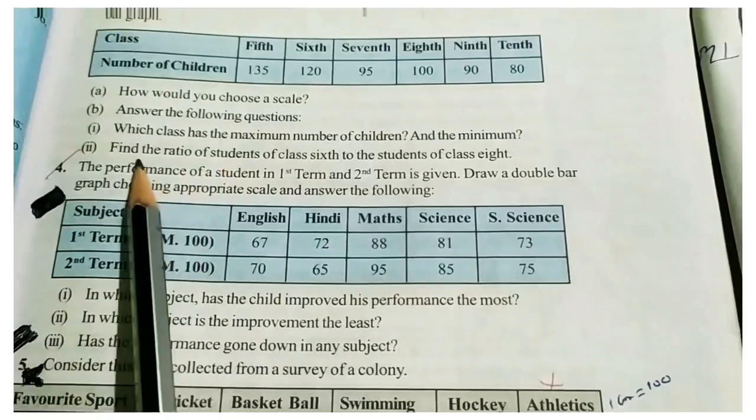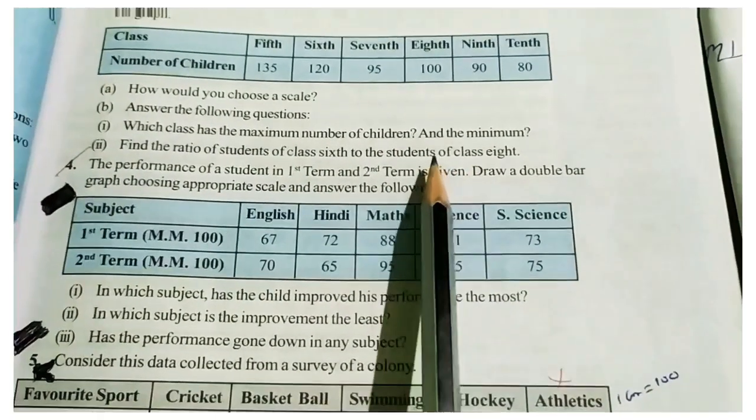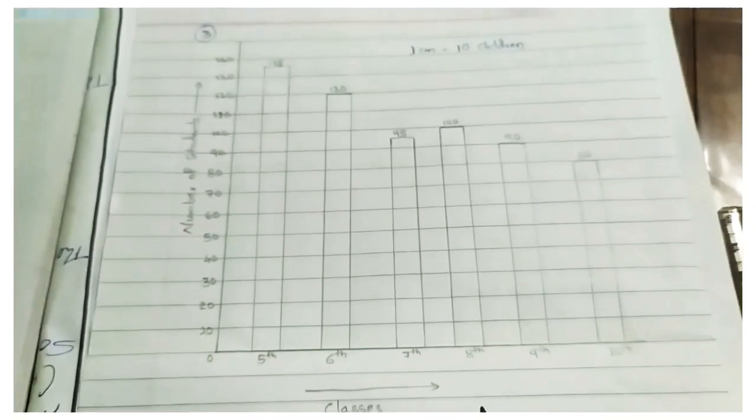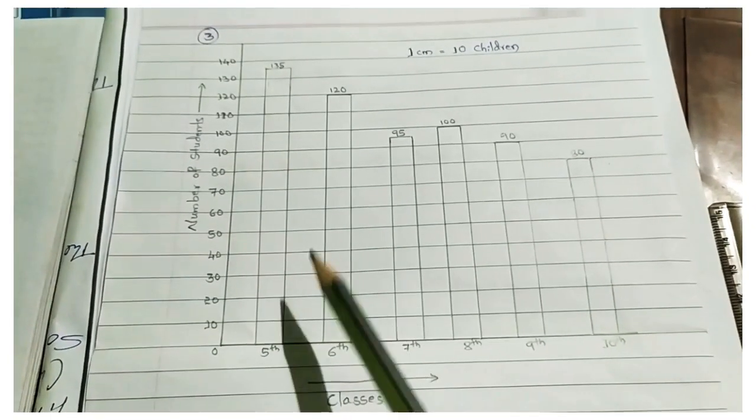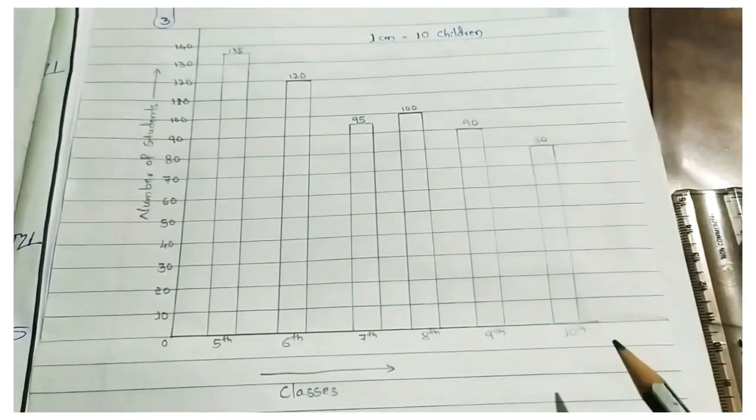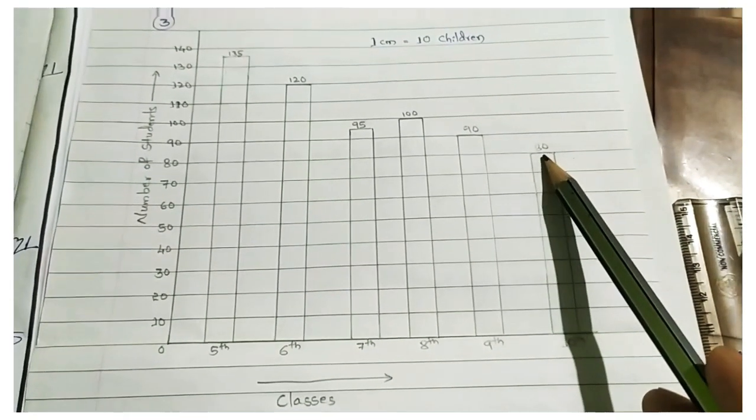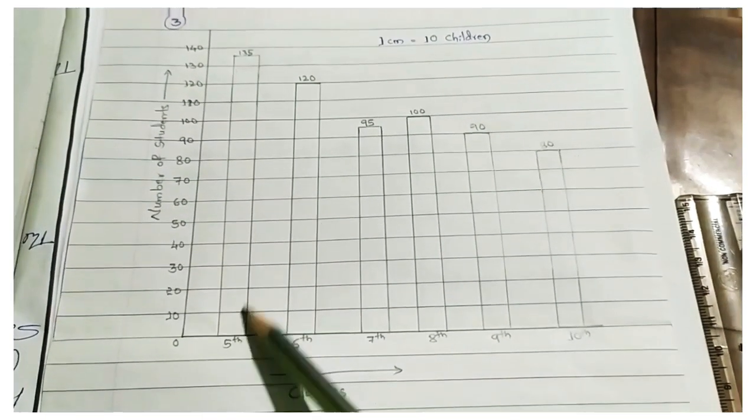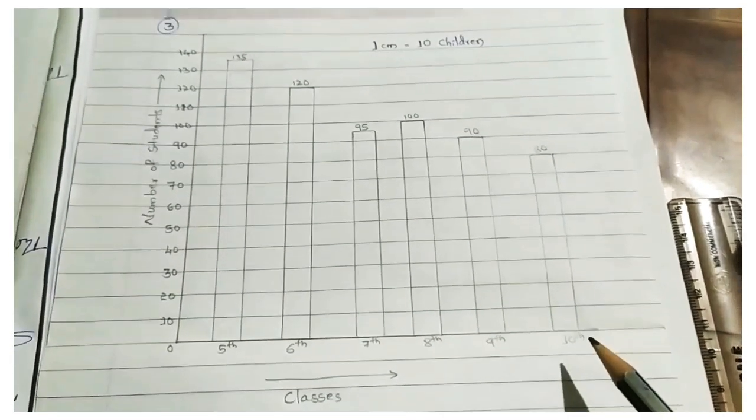Next, answer the following question. Which class has the maximum number of children and which the minimum? See the graph. Where are you getting the maximum? In 5th class we are getting 135, and the lowest we are getting in the 10th class, that is 80 students. So maximum in the 5th class, minimum in the 10th class.